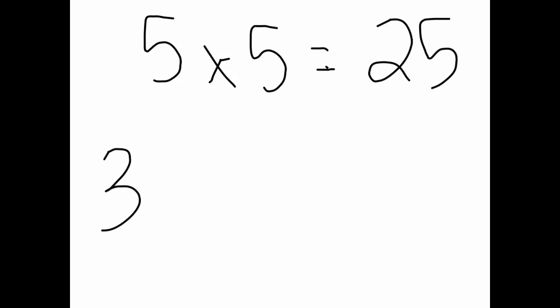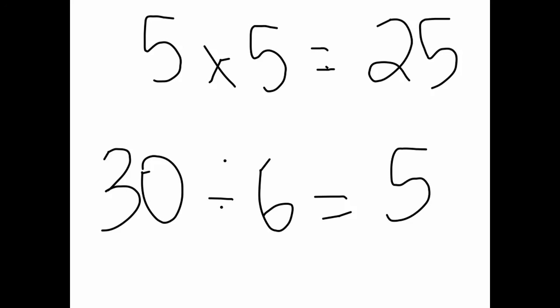Let's say I had 30 divided by 6. Positive numbers are always going to give you positive numbers. 30 divided by 6 is positive 5. Let's practice this.